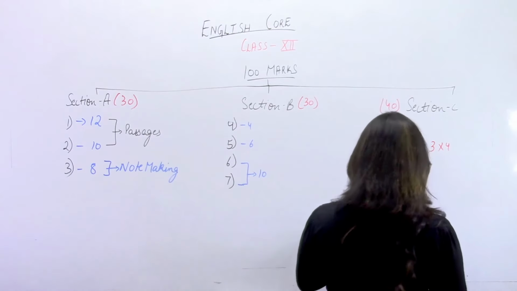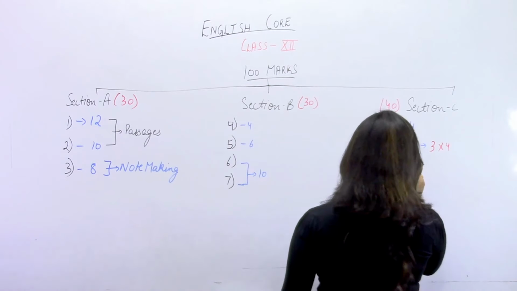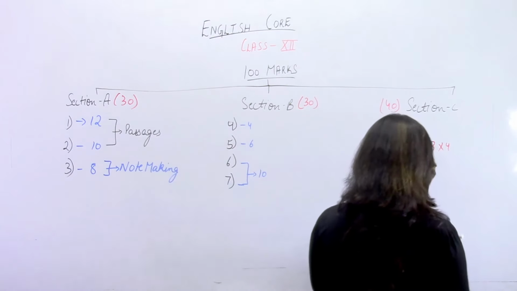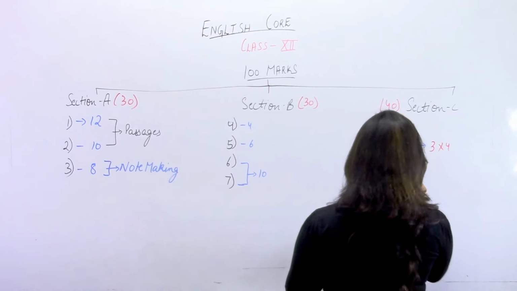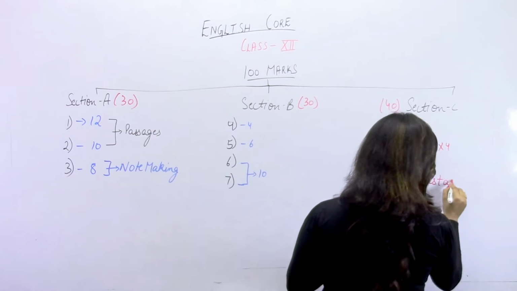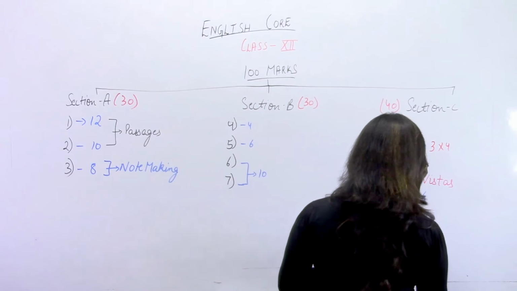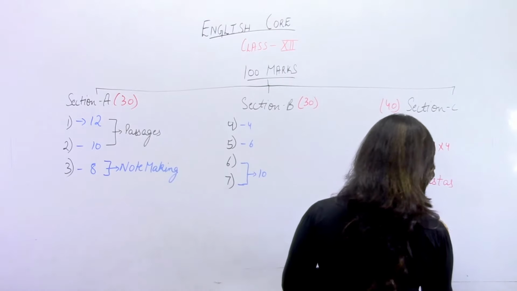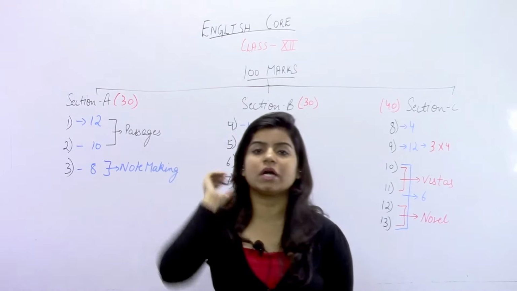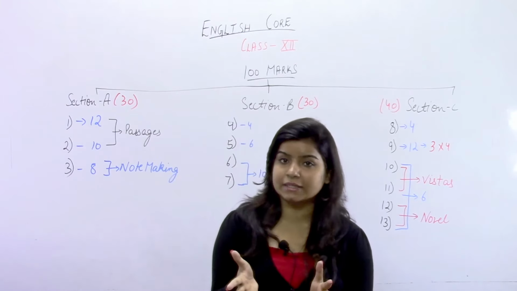And the last 4 questions carry a weightage of 6 marks each, where the first 2 questions are most probably from your Vistas, and the last 2 questions are from your novel. Okay, so this is the crux of the question paper which you will be getting.